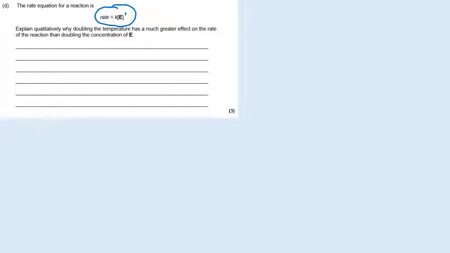So the question is, explain qualitatively why doubling. Qualitatively means using words, not numbers. So explain qualitatively why doubling the temperature has a much greater effect on the rate of the reaction than doubling the concentration of E. Well, I'm going to start by saying that if we double the concentration of E, I know that the rate will also double. However, doubling the temperature will more than double the rate.